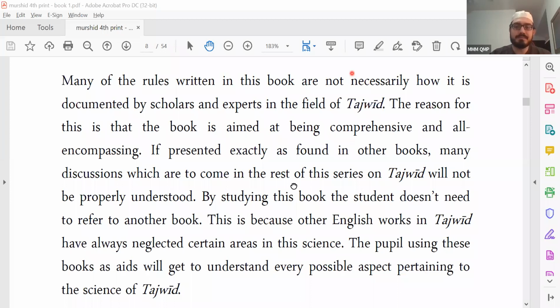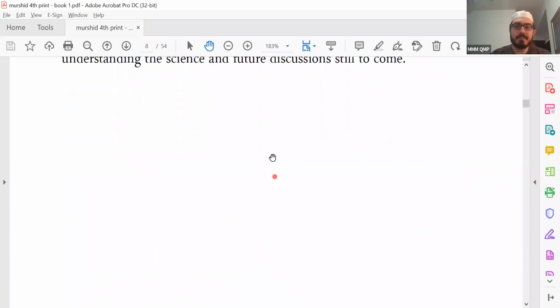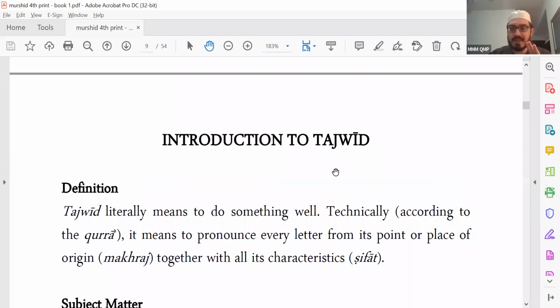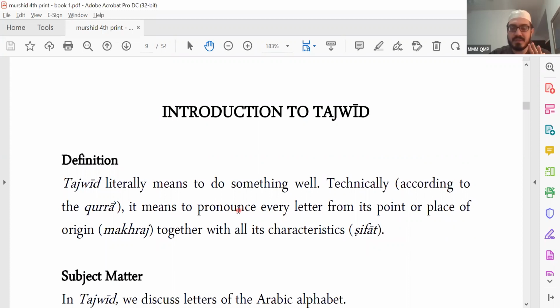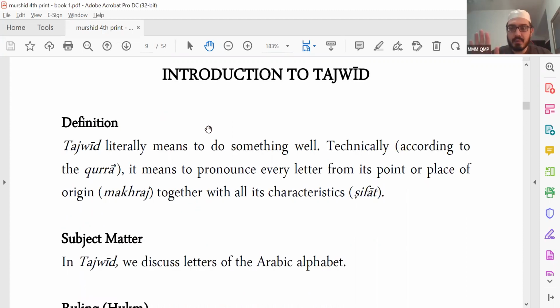All right, so let's see what the author says here. So Tajweed, okay, understand this: when you're learning anything, there is a linguistic meaning, and then there's a technical meaning to it as well, okay. So Tajweed, linguistically, when we look at the Arabic, it comes from the root letters ta, jim, waw, ya, dal. In Arabic, we go back to the root letters jim, waw, dal, which means to do something good, to do something well, okay. So that's the literal, linguistic definition, okay.